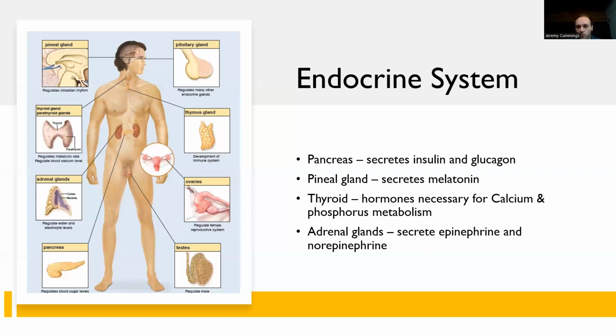Your thyroid is a gland that produces a hormone necessary for the metabolism of calcium and phosphorus in the bones. And then our adrenal glands are located on top of our kidneys. Renal is a root that generally refers to the kidney, so adrenal means above the kidney. These sit just on top of the kidneys and they secrete epinephrine and norepinephrine. This is also where the name adrenaline comes from, because it's secreted by these adrenal glands. Adrenaline is the same thing as epinephrine.